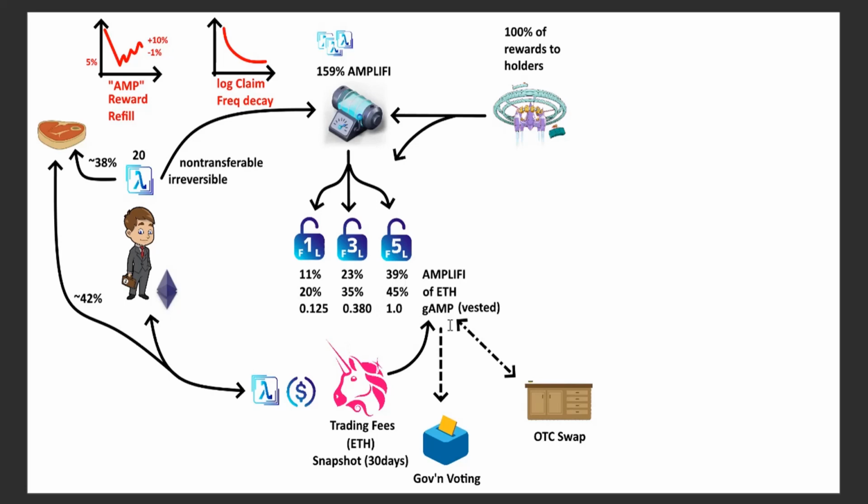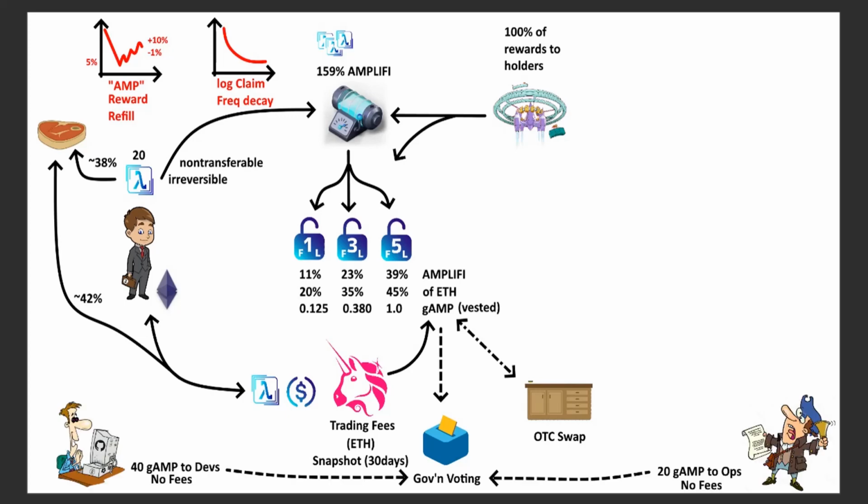Okay. The second thing that the GAMP token does is allow governance voting. Now you can check the docs and read a little bit more about what kind of things you can vote on. And then the last thing that this GAMP token does is it grants access to this OTC swap, which is in development and it is not live quite yet. Okay, so you can look into that more. I'm not going to talk about this OTC swap right now, because it's not live.